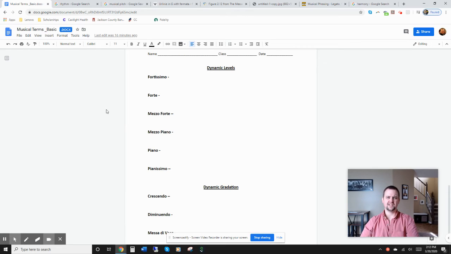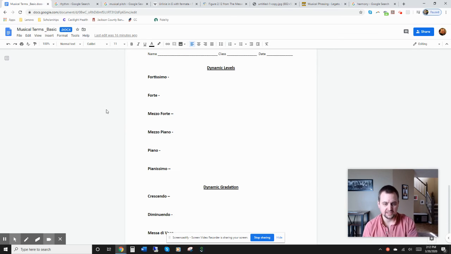Now, issimo is sort of like a prefix or a suffix for very. So we can look on the bookends of dynamic levels, and we have fortissimo at the very, very top and pianissimo at the very, very bottom of this category. And so fortissimo, you can just write very and then tie it in with forte, loud. So it is very loud in dynamic level or very loud in volume. And all of these will end with in volume or in dynamic level. Okay, so pianissimo is its exact opposite. That's why I put them in this order.